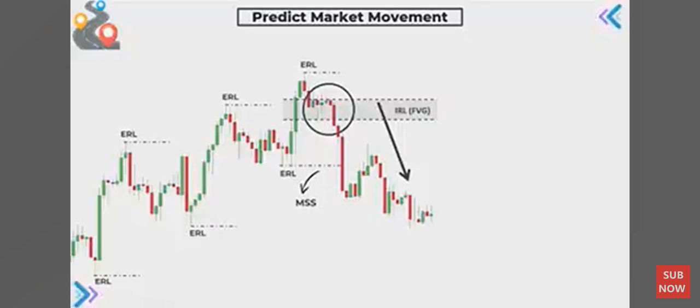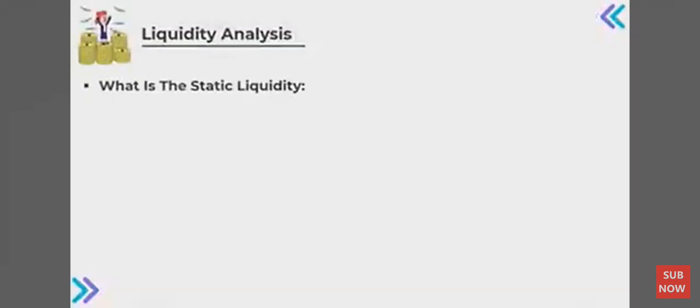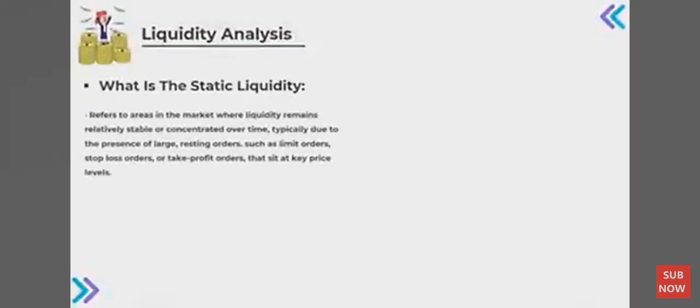Now, let's move on to the second topic on the list: static liquidity. Static liquidity refers to areas in the market where liquidity remains relatively stable or concentrated over time, typically due to the presence of large resting orders, such as limit orders, stop-loss orders, or take-profit orders, that sit at key price levels. These areas act like magnets for the price, and the price tends to move toward them in the market.